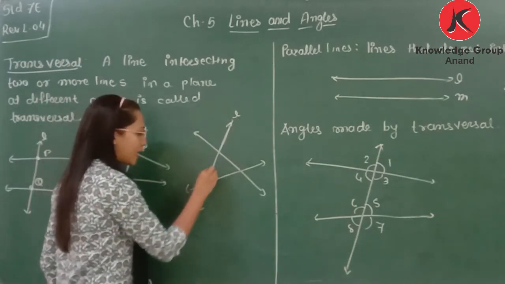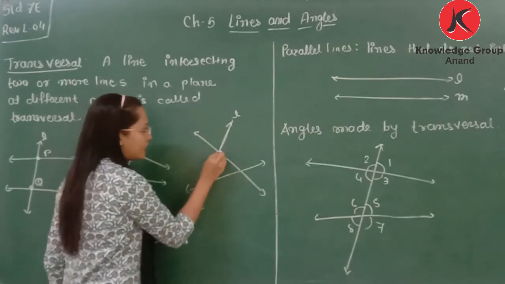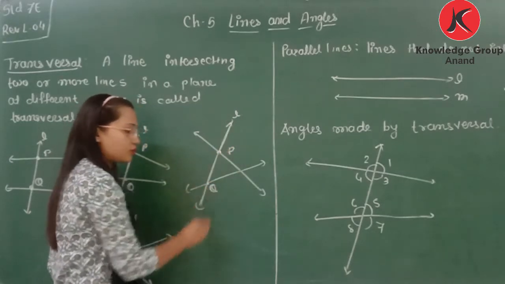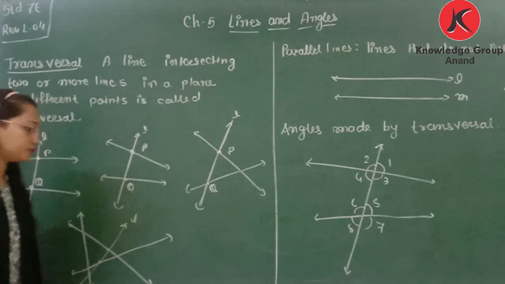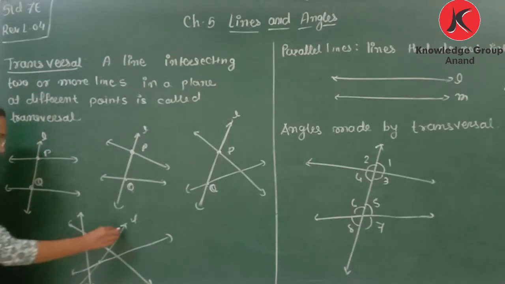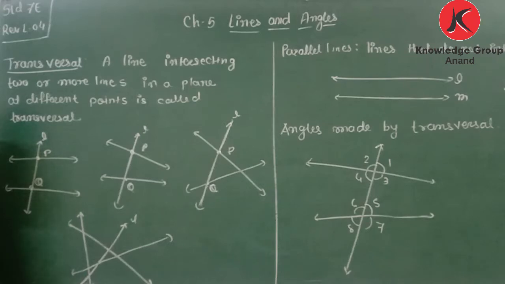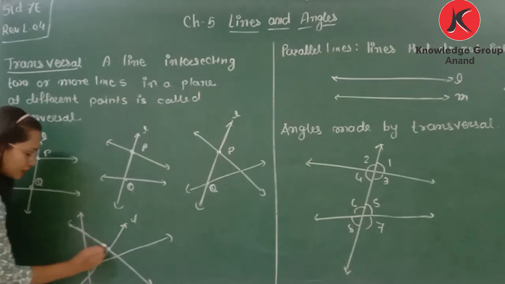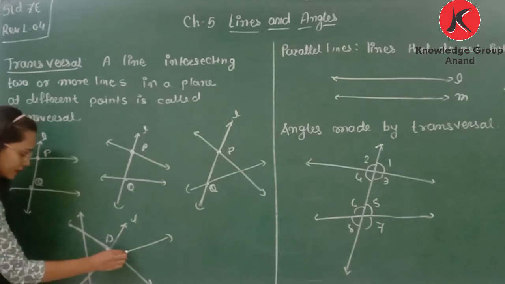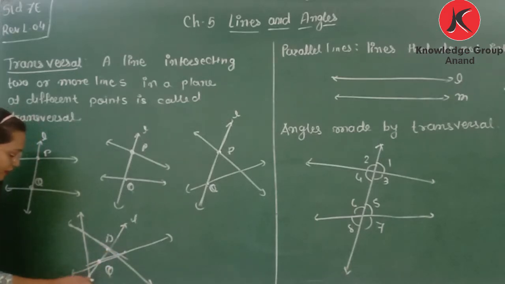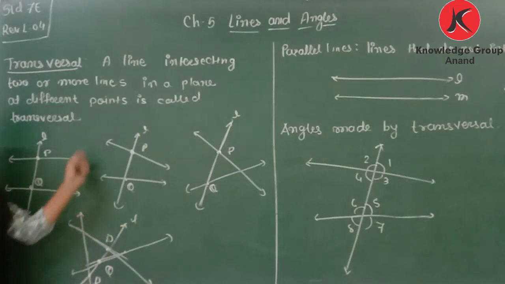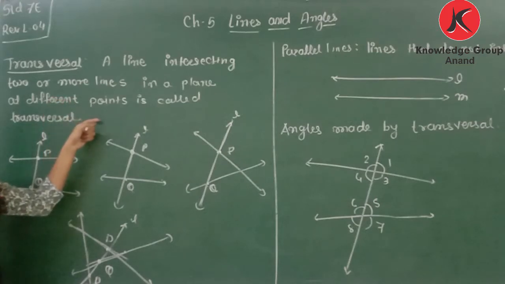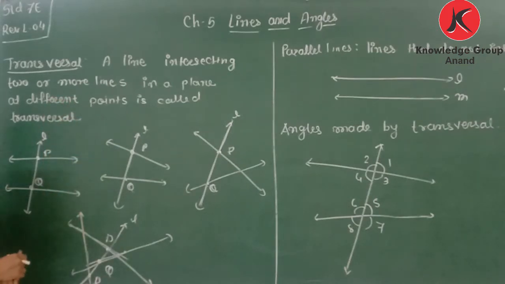Same if we consider this line L, then it cuts this line at point P and this line at point Q. So both points P and Q are different points. That's why it is called a transversal. Same for this. You can see this line L cuts three different lines at different points. It cuts this line at P, this line at Q and this one at R. So again L will be the transversal. If a line intersects two or more lines at different points, then it is called the transversal of the lines.